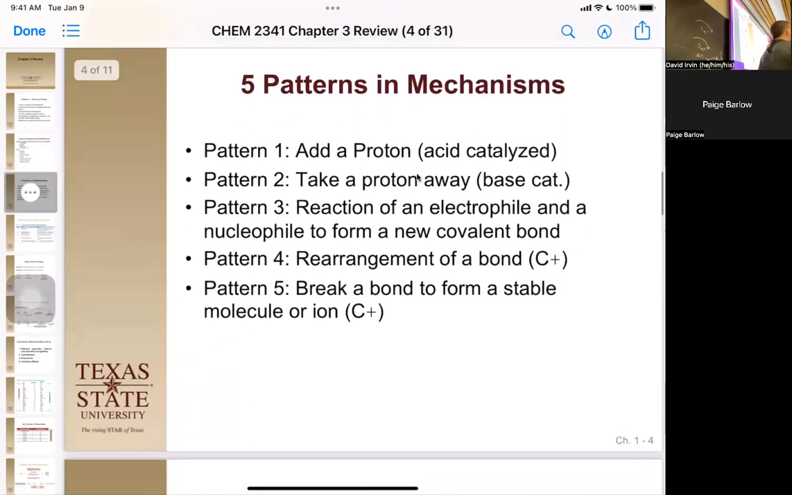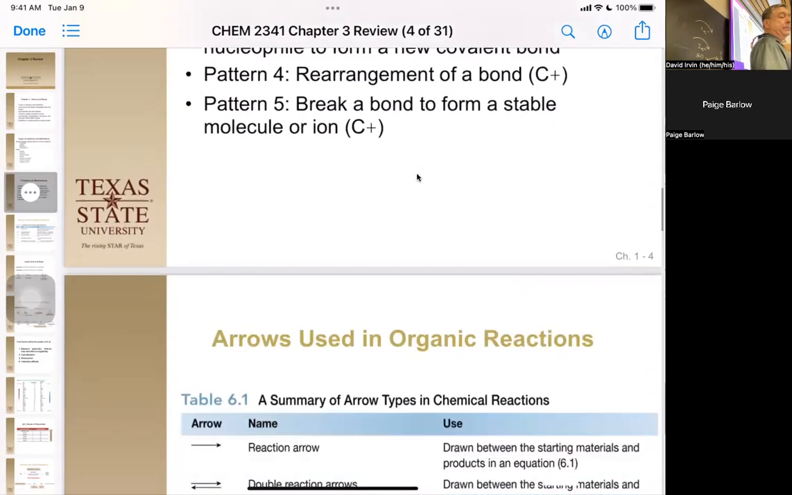Okay, so there are only 5 patterns in a mechanism when we're talking about moving 2 electrons. There's only 2 patterns in a mechanism when we're talking about moving 1 electron. So that's good, right? We want to make sure we know all of these.